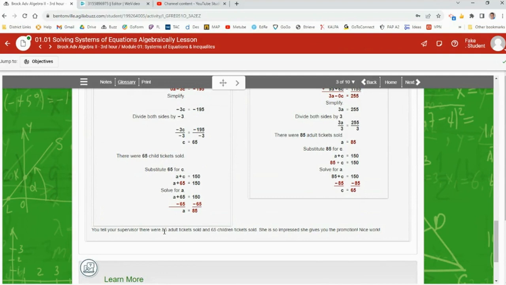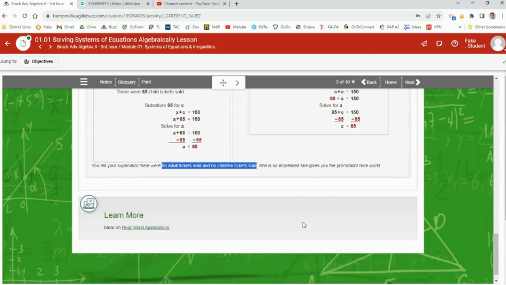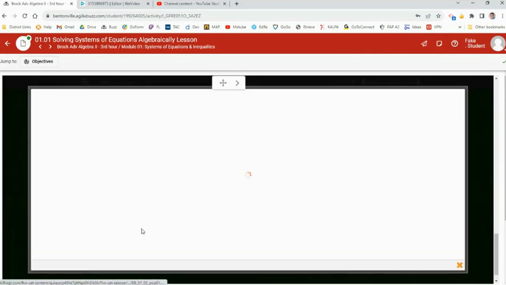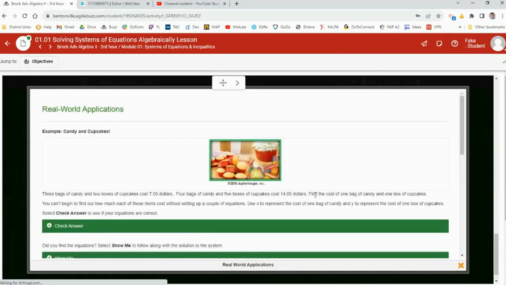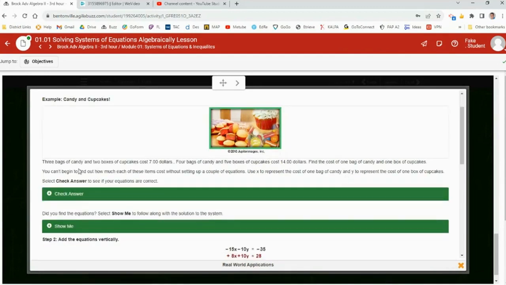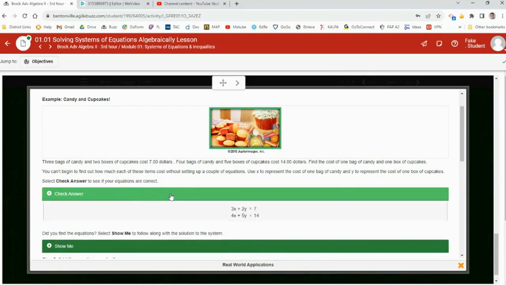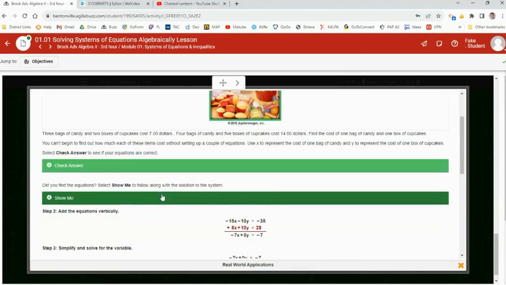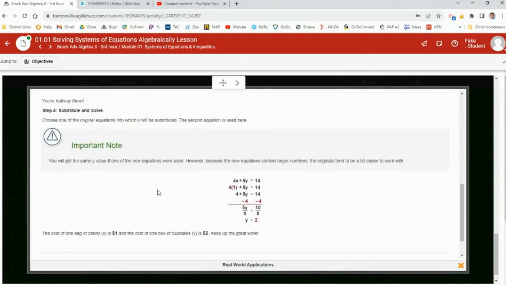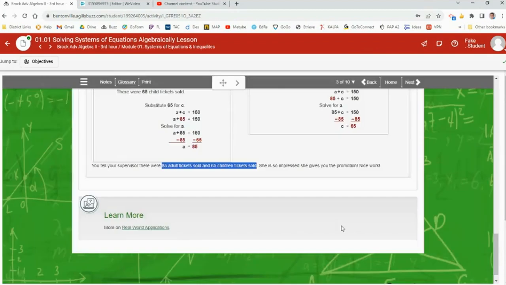So you give those numbers to your supervisor, and you get a promotion because she knows you know what's going on. So here are some more real world applications. If you want some more examples to go through, candy and cupcakes, how much they cost, all of that. You can work through this example on your own time, put this in your notes, because you can use it on a test, and it does let you check your answer here. So for writing the equations and then the solutions, it does allow you to practice to see if you understand.